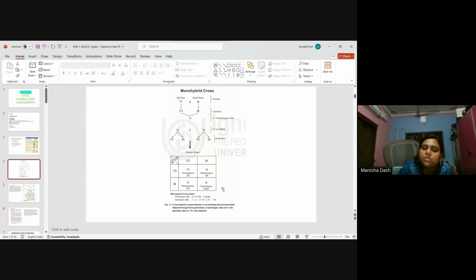And if we look into the phenotype, phenotype means how the character is appearing or how we are looking at it. So the phenotype here is of two types. One is tall, another is dwarf. So in this plant, all the three exhibited the tall character. Only this plant exhibited the dwarf character.